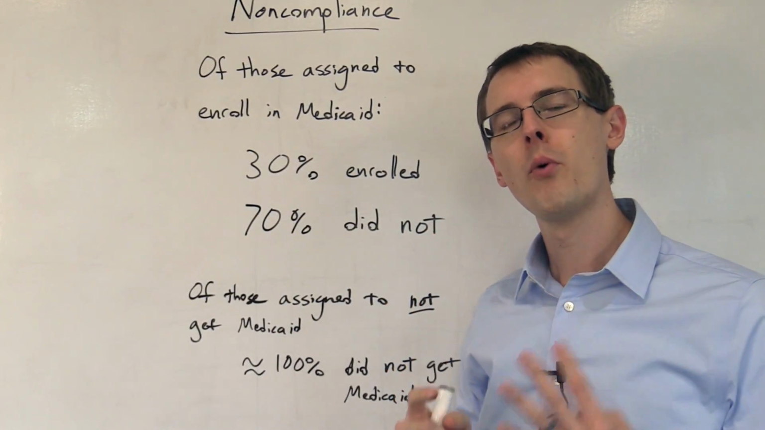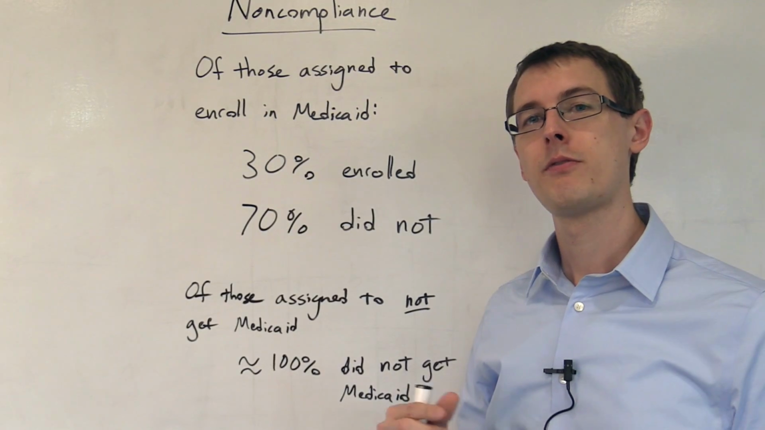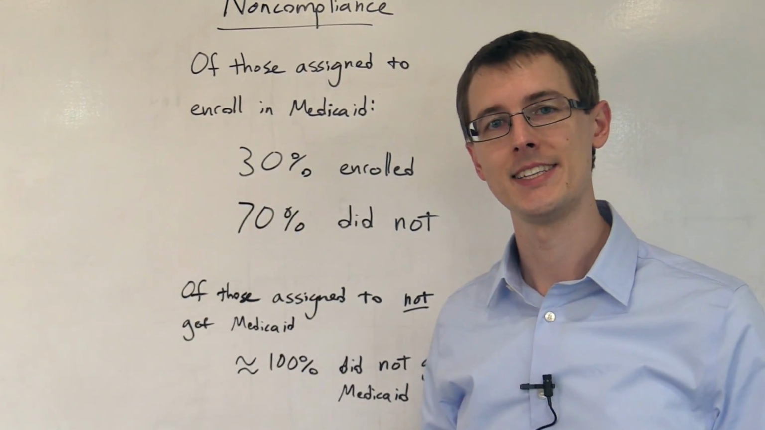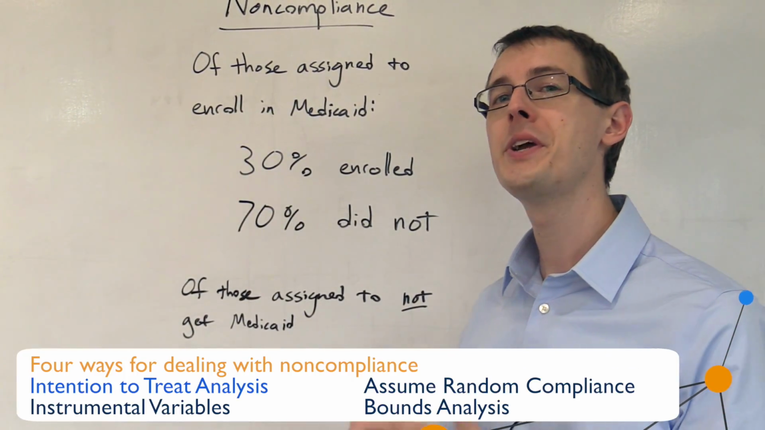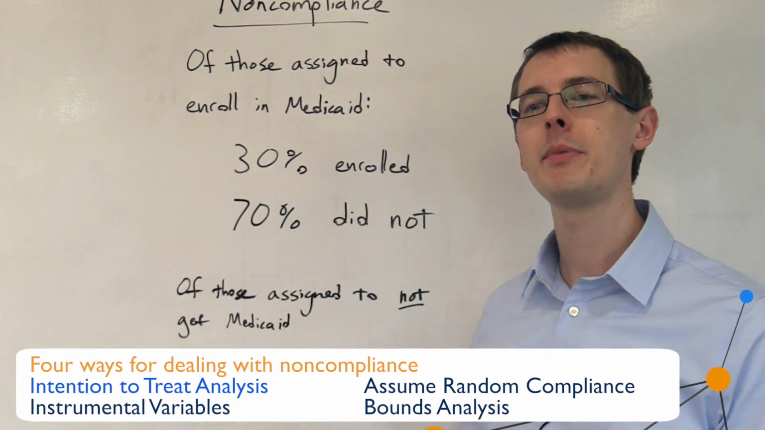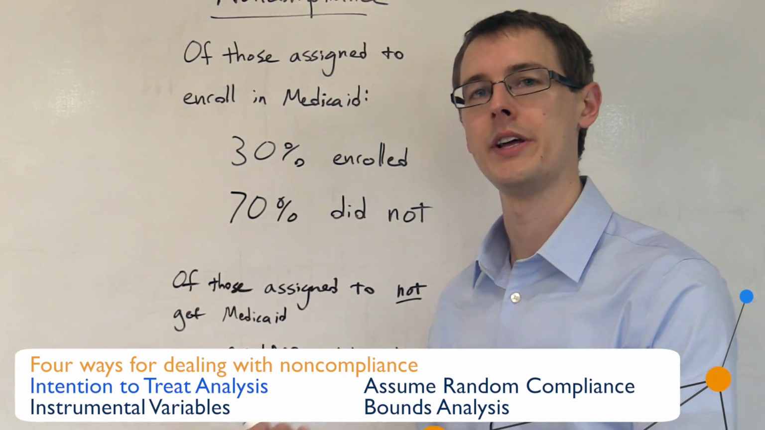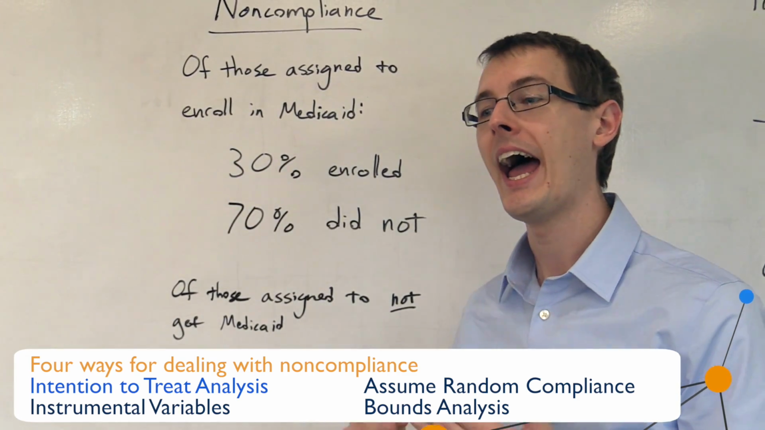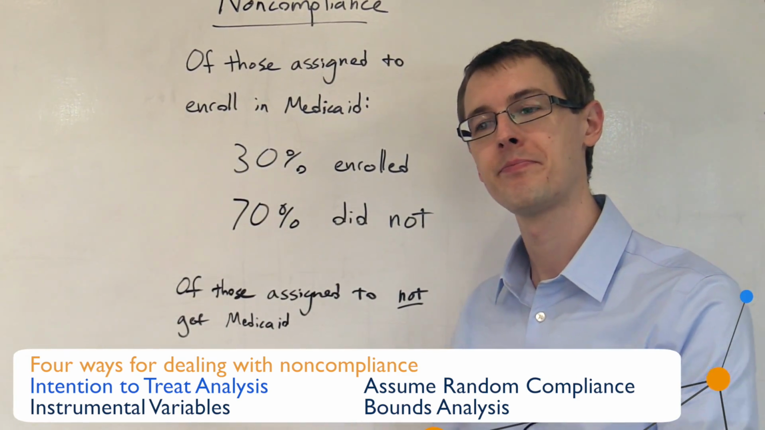Now, we talked about 4 ways for dealing with this. The first is to do intention to treat analysis. And that's what we did before, where we redefine our treatment of interest to simply be having the option of enrolling in Medicaid instead of actually receiving Medicaid.